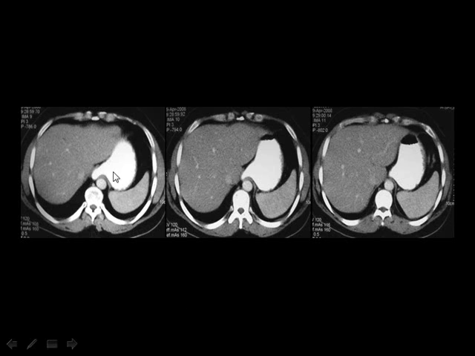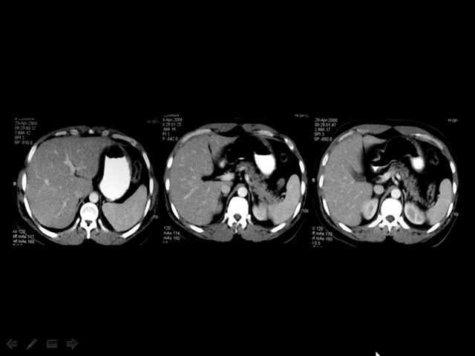Then I go through the normal anatomy of the abdomen, then I mention some of the details about each organ in the abdomen. You see here, these are sections in the upper abdomen, and you can see the liver, you can see the stomach, you can see the aorta, and you can see the spleen. These are the sections in the upper abdomen. Going down, you can still see the liver, you can see the spleen, you can see the aorta, and this is of course the stomach filled by contrast material.